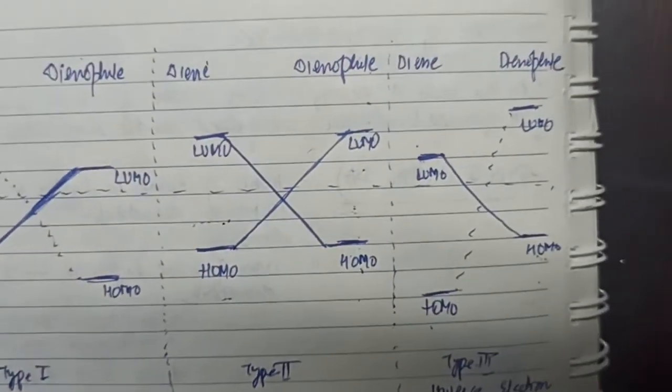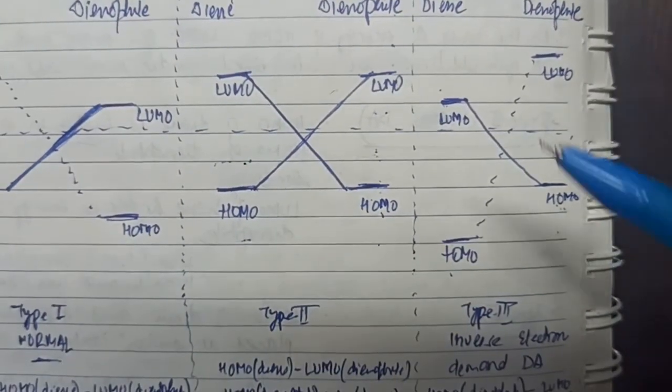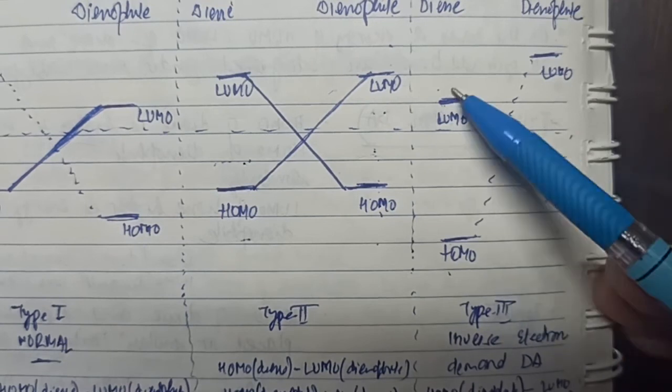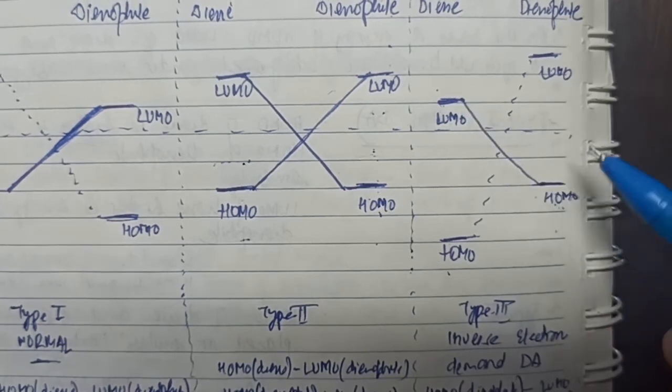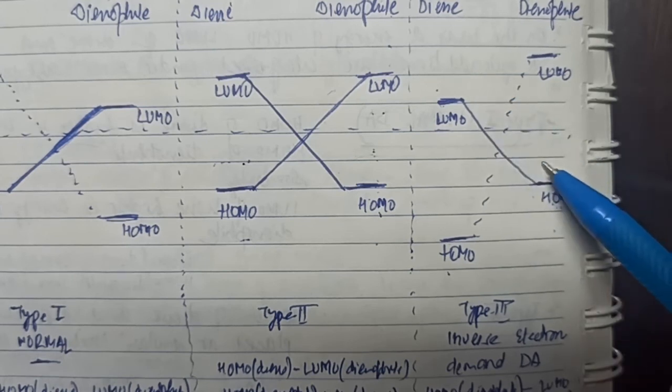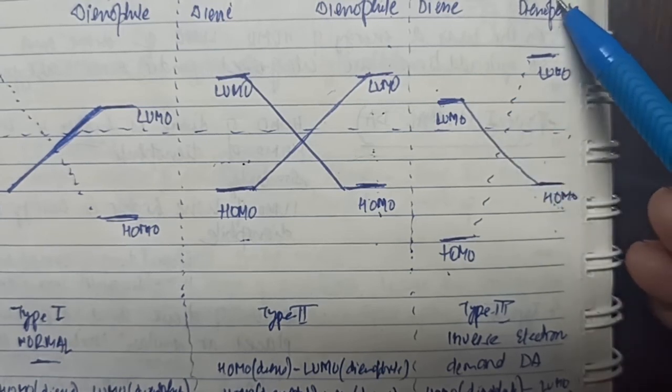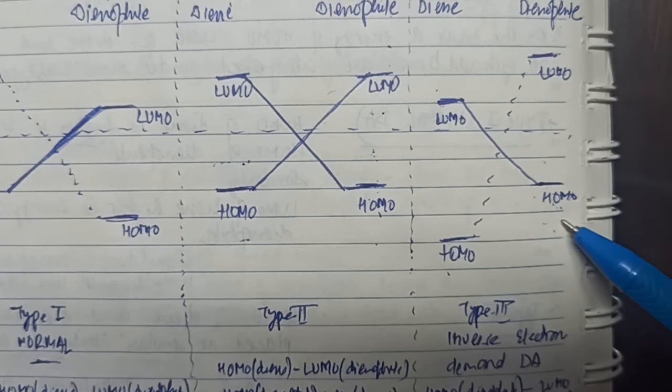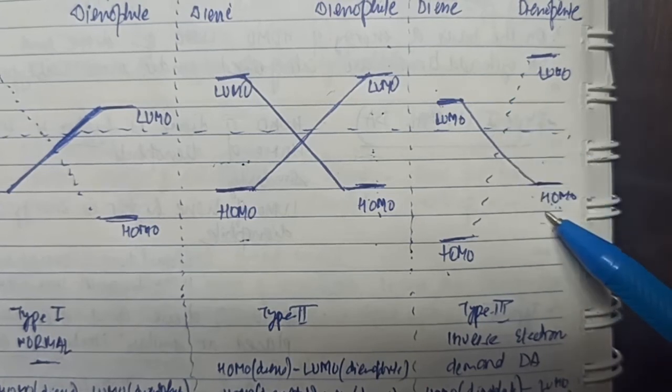To see this with the help of a figure, we can explain this easily. This is the important interaction. If you substitute the dienophile with an electron donating group, HOMO is raised, energy gap lower, reaction speeds up. If you substitute the dienophile with an electron withdrawing group, HOMO goes down, energy gap increases, reaction slows down.